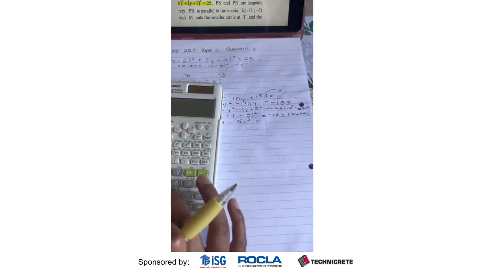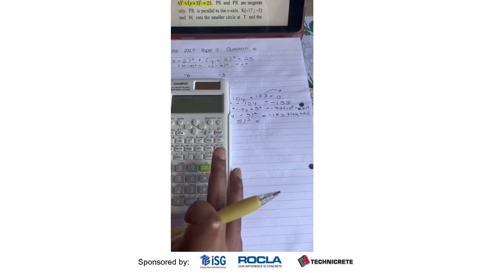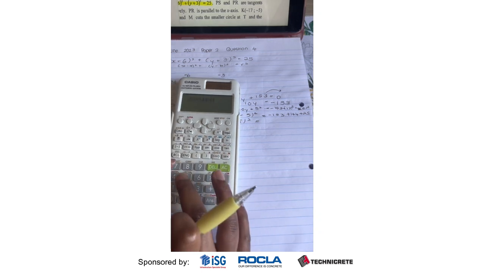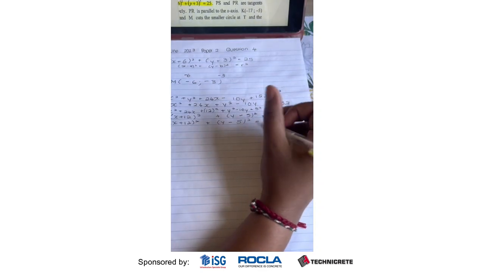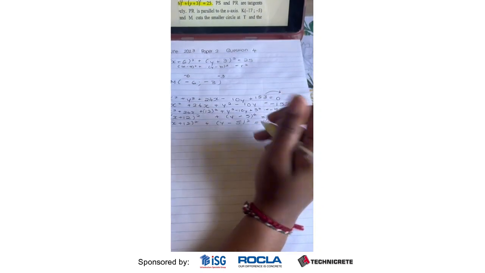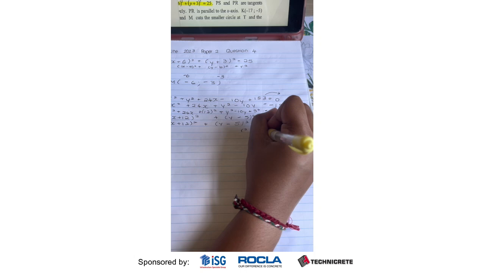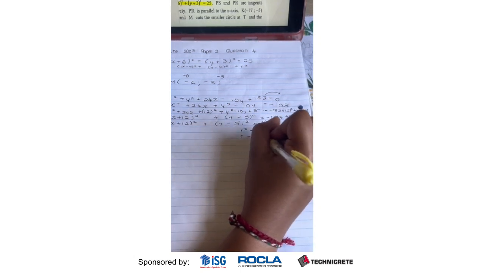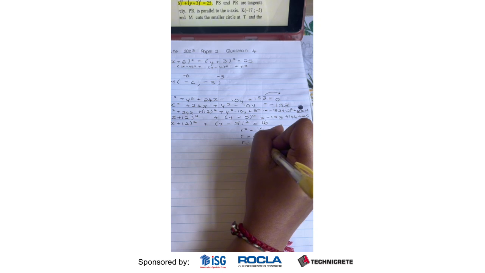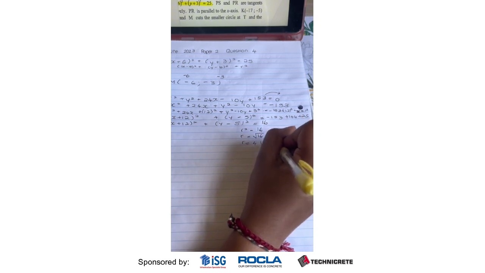So negative 153 plus 144 plus 25 is going to give me 16. And in our formula, we know that this is r squared. So r squared is equal to 16. We're going to root it. So r is therefore equal to 4 units.